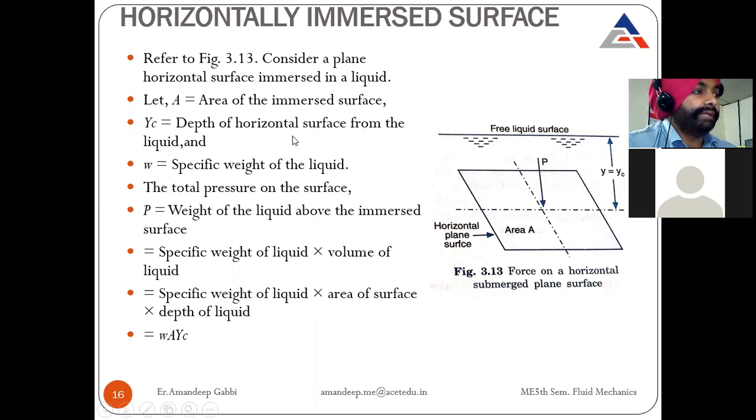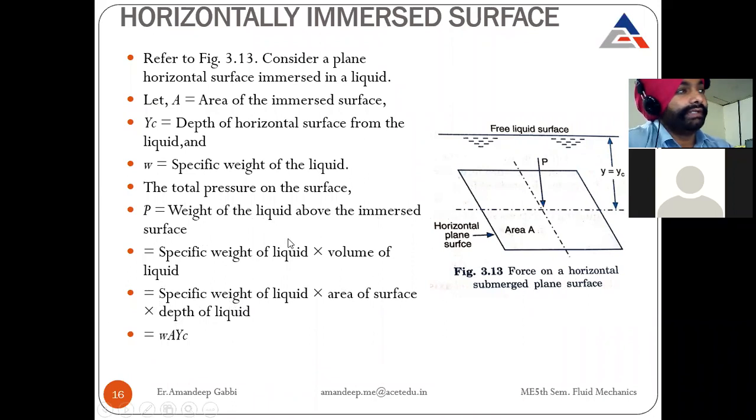YC is the depth of the horizontal surface from the liquid surface, up to which it is immersed. As we have done in the previous article, we took Z distance from the surface; in this case, we are going to take YC distance. Then W is the specific weight of the liquid. Then the total pressure on the surface, P, is the weight of the liquid above the immersed surface. That is equal to the specific weight of the liquid into the volume of the liquid, which is the specific weight into the area of the surface into the depth of the liquid.